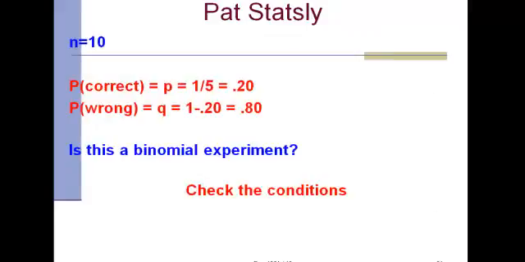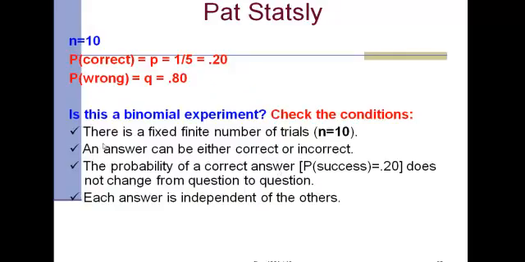Let me see if I have this on the next slide. Yeah, I do. So first of all, we have n equals 10. The probability of being correct is 1 out of 5, or 0.2. The probability of wrong then has to be 0.8. Is this a binomial experiment? Well, we have to check those 4 conditions. First of all, there is a fixed number of trials, 10. An answer can either be correct or incorrect. The probability of a correct answer doesn't change from one question to the next, and each answer is independent of the others. So if you miss the first question, that has no bearing on whether or not you're going to miss the second, third, fourth, through 10th questions.